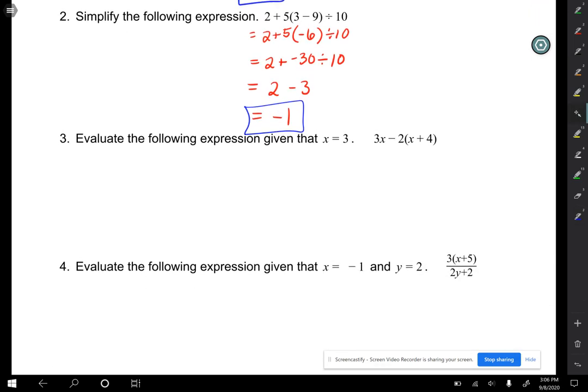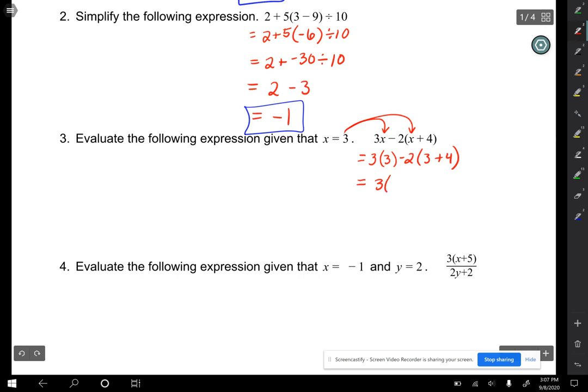Now, 3 and 4 are all about evaluating expressions. So I give you some information that you need to plug in before we solve using PEMDAS, the order of operations. Okay, so I tell you that x equals 3. So wherever there's an x, we're going to put a 3 instead. Everything else about this stays the same. I still have the 3 out front, that minus 2, parentheses, and the plus 4. The only things that changed were the x's.